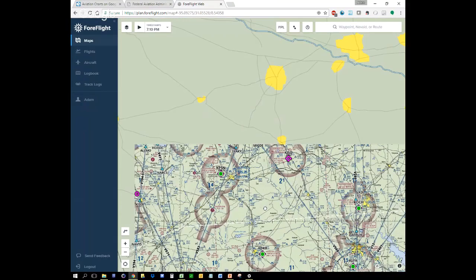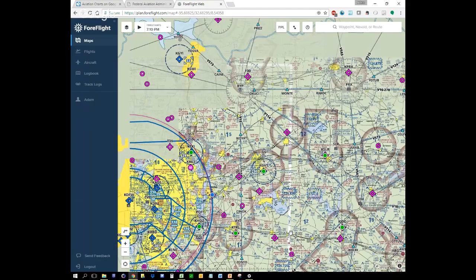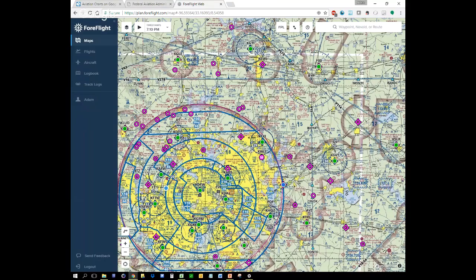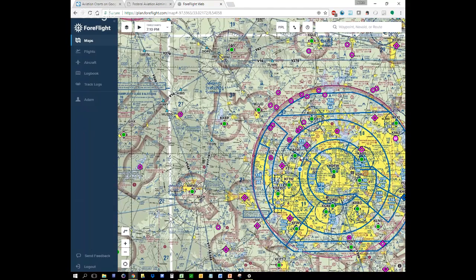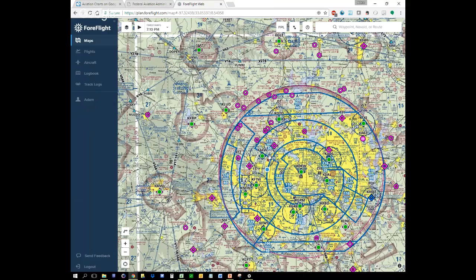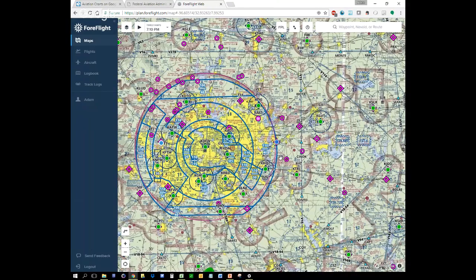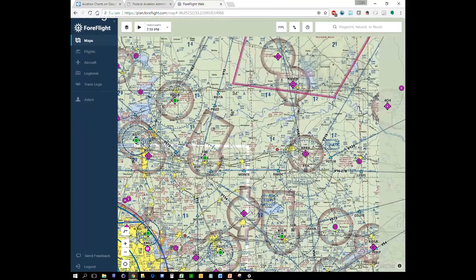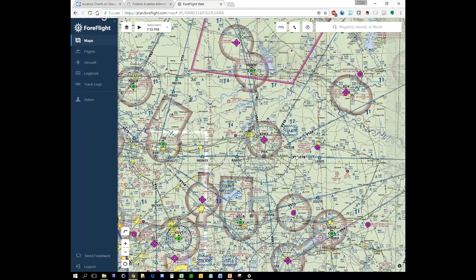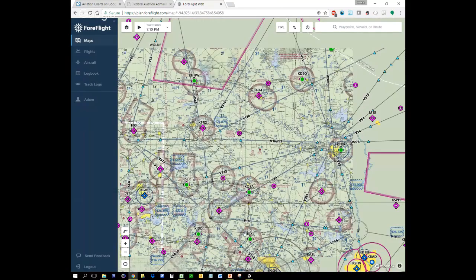Let's see. You can see the non-directional beacons are really non-existent. By gosh, I can't find another one. There's one north of Houston near the Huntsville airport.